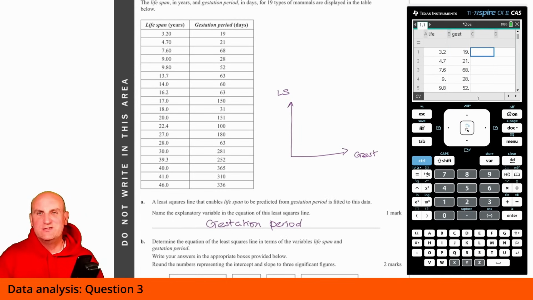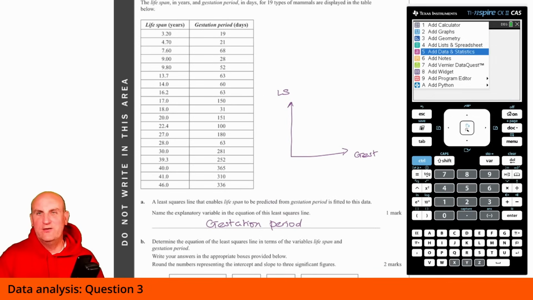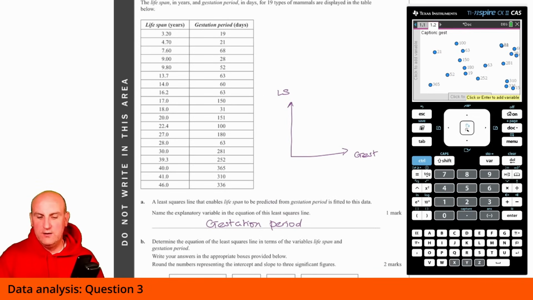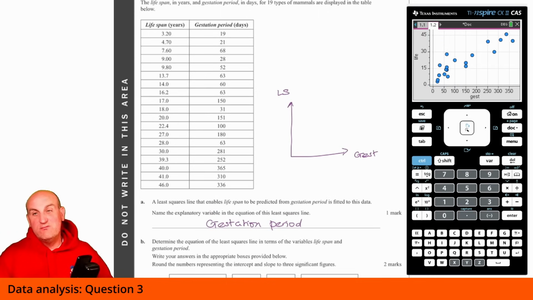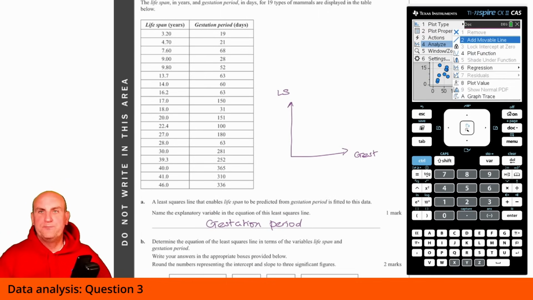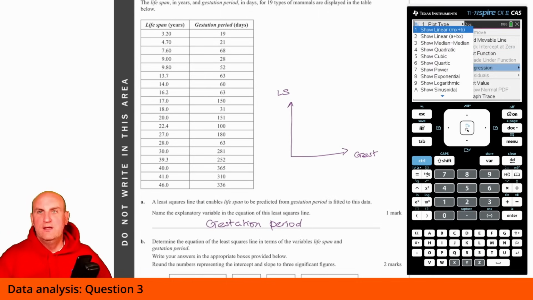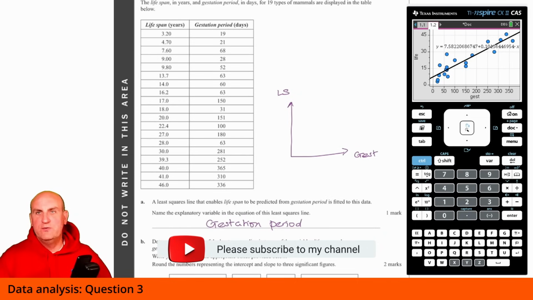Well, I tend to always do a graph. I tend to like doing it on the data and statistics. We know that at the bottom here we have our gestation period, and at the side we have our life expectancy. So there we go. And I go menu, analyze, regression, a plus bx. Again, I tend to move this up just so I can see it a bit better.